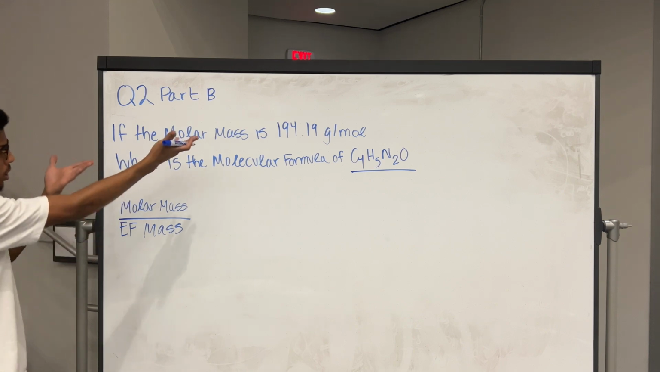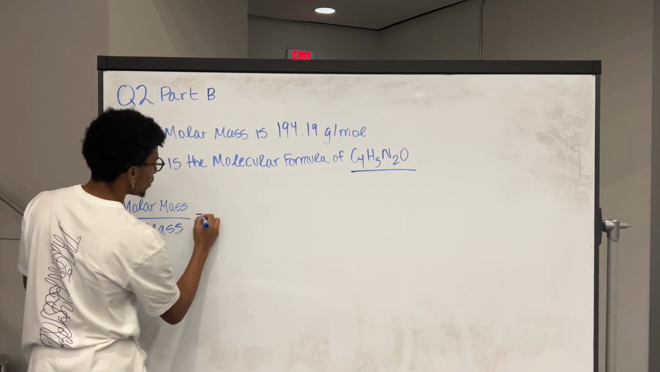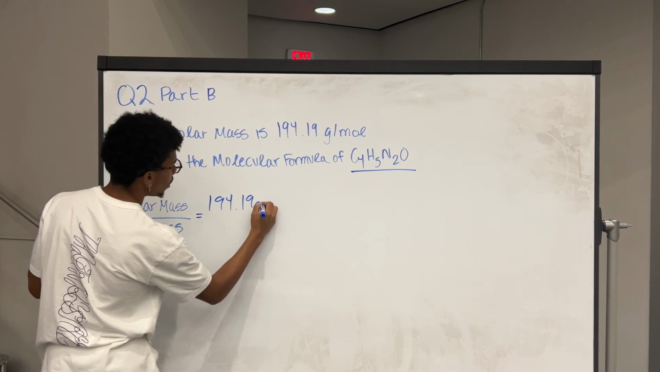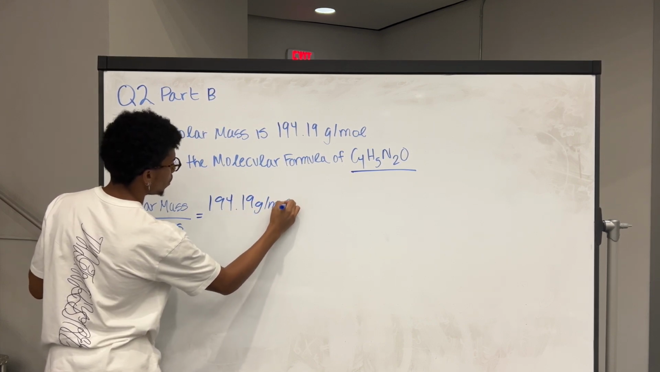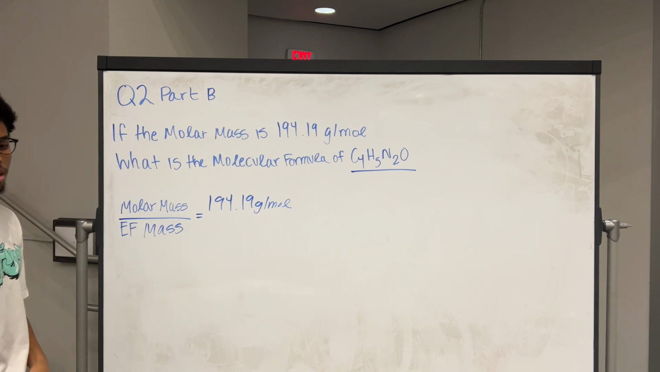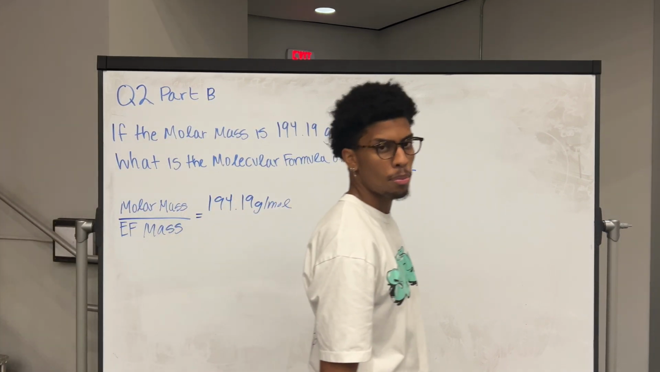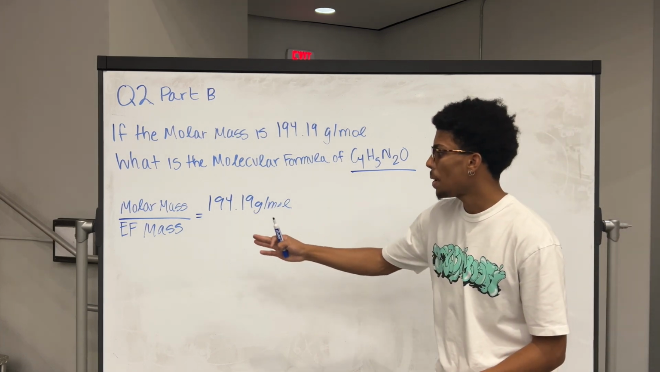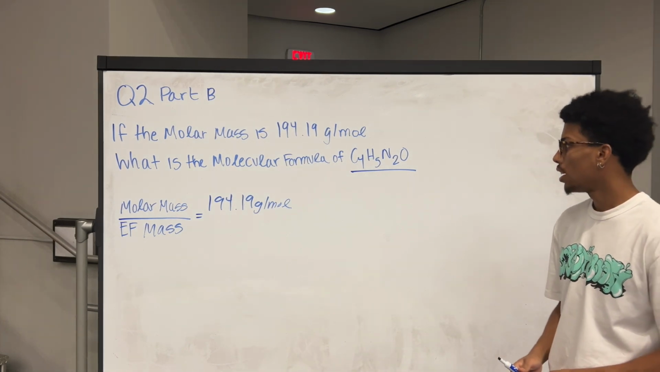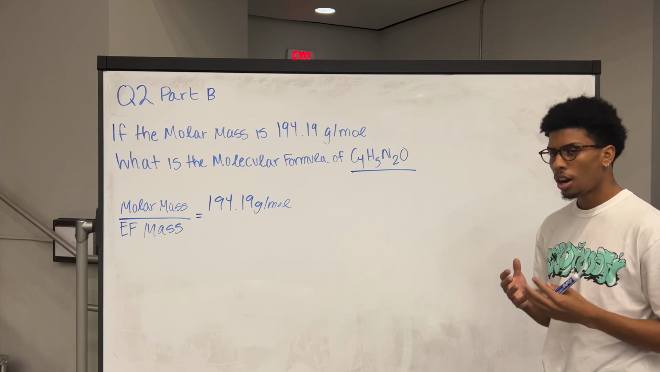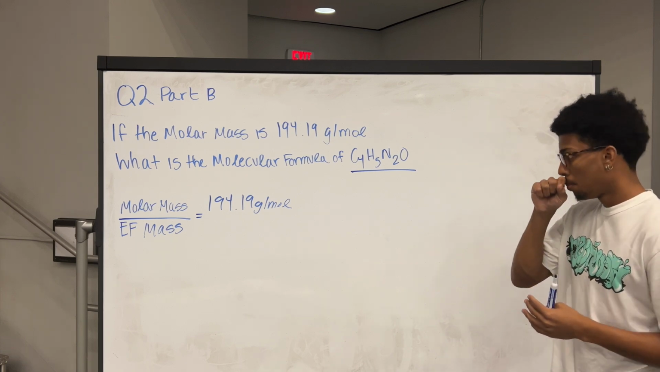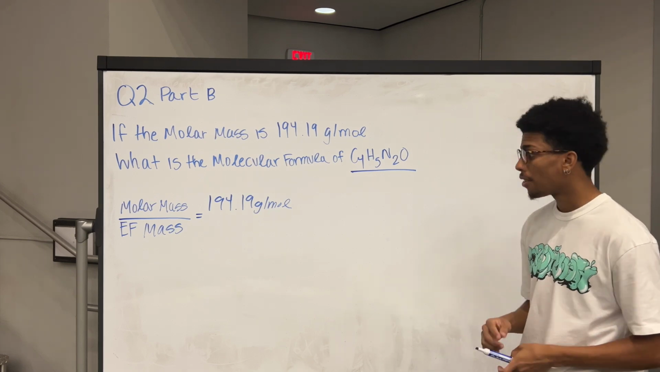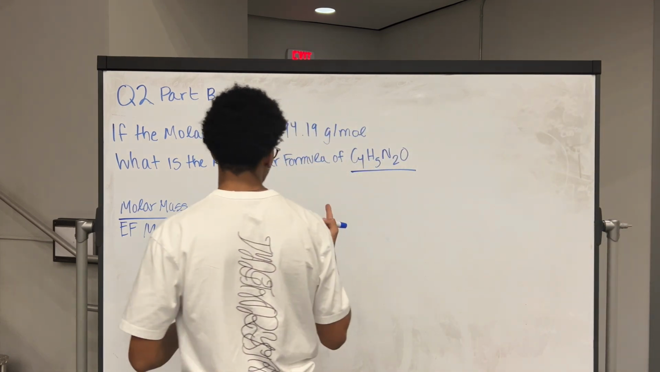So if we already know what the molar mass is, the molar mass is 194.19 grams per mole, okay? Questions in the exam are going to give you the molar mass. So all you have to do is figure out what is the empirical formula mass. And that might sound complicated, but it's simply just finding the molar mass of this compound, and we already know how to do that, right? So let's just set it up.